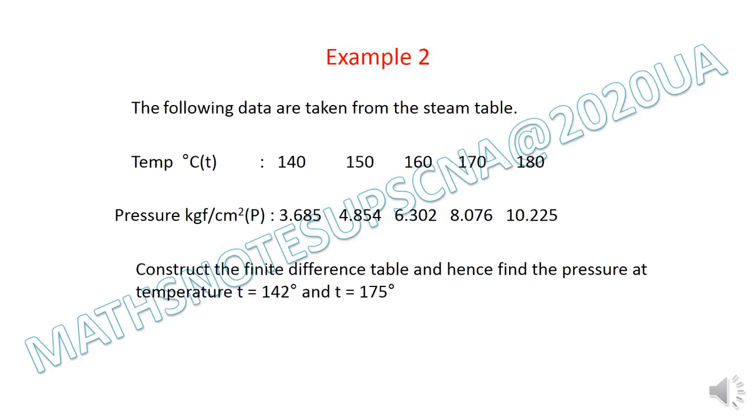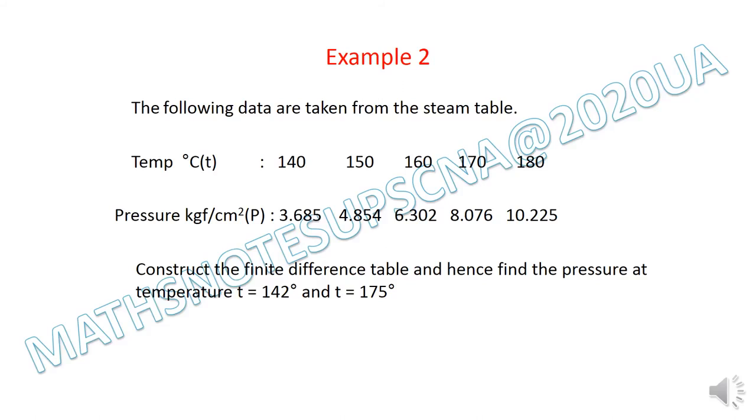Here we take one example. The following data are taken from the steam table. Temperature in degree centigrade denoted by T: 140, 150, 160, 170 and 180, and pressure in kilogram force per centimeter square denoted by P, and the value for 140 is 3.685, for 150 it is 4.854 and so on, and for 180 it is 10.225. Construct the finite difference table and hence find the pressure at temperature T equal to 142 degrees and T equal to 175 degrees.